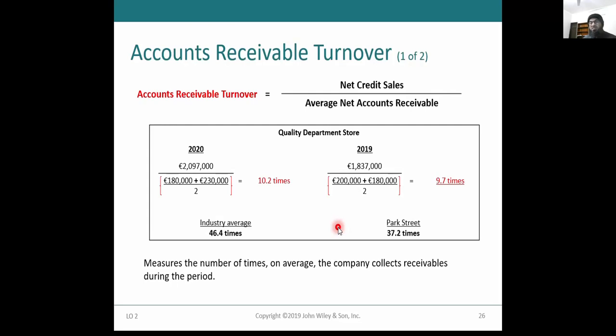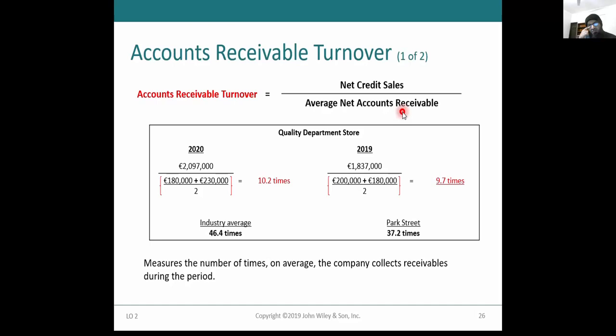So the formula is net credit sales. Remember, these are not the cash sales, the credit sales, these are net credit sales, that is after deducting the allowances and returns, if any, divided by average net account receivable, right? So whatever our account receivable net are, net means after reducing the allowance for bad debt, because that's the contra asset, we average them. Why do we average them?